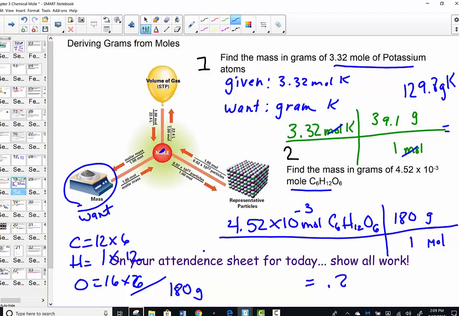Anyone else get 0.815? Let's see, 3 sig figs. That's not a mole. Oh, I have a screen error. I did 4.53 instead of 4.52, so I'm probably off a little bit, aren't I?